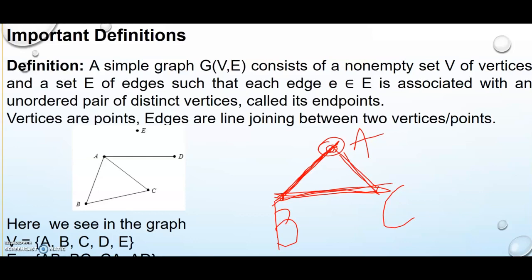Now in this graph, V is equal to A, B, C, D, E, because there is a graph here with A, B, C, D, and the E point is something different. What are the vertices? The points, all the points should be included. So A, B, C, D, E. And what are the edges? Edges mean a line between 2 points. A to B is a line, B to C is a line, A to C is one more line, A to D is one more line. So there are 5 vertices and 4 edges in this graph.